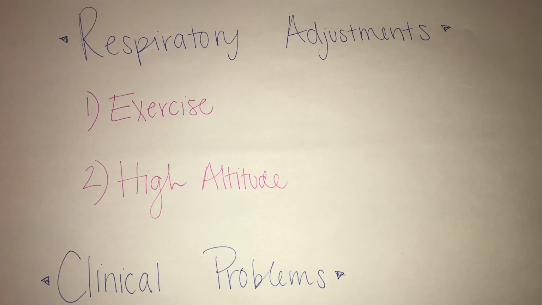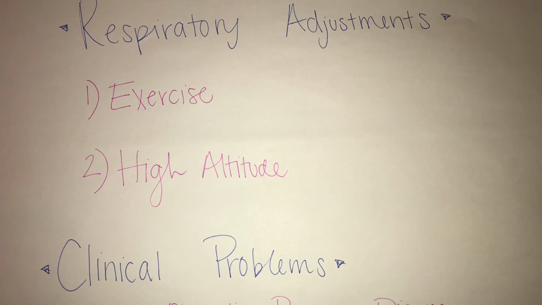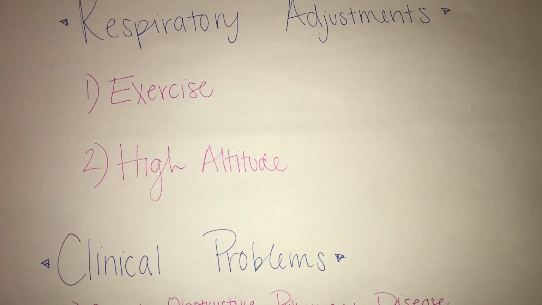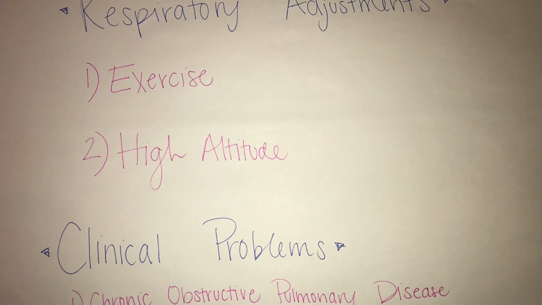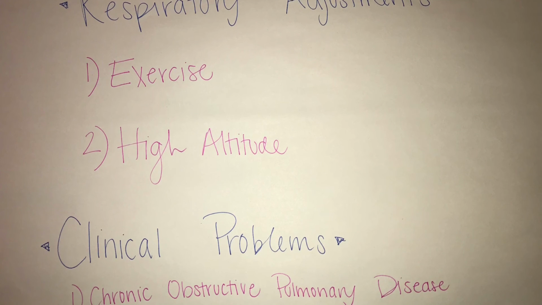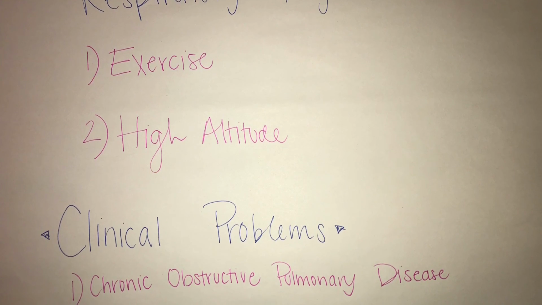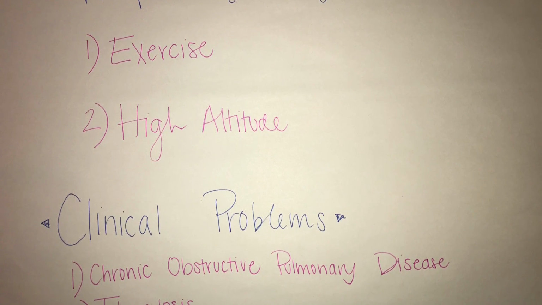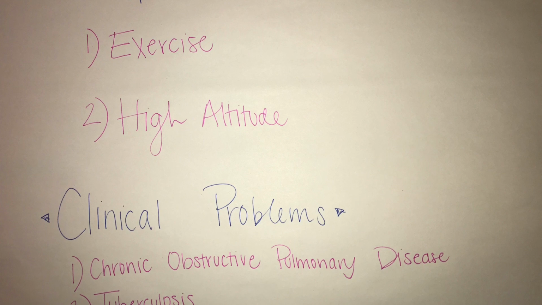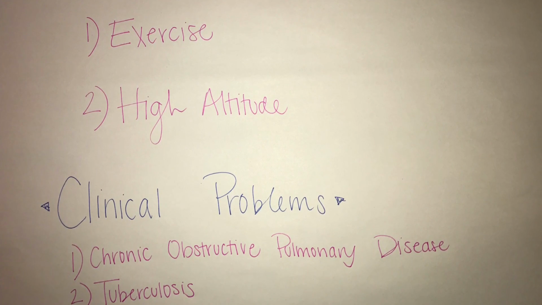Respiratory adjustments include exercise and high altitude, while clinical problems include chronic obstructive pulmonary disease, which is permanent enlargement of the alveoli. It also includes tuberculosis, which is creating resistant strains, and lung cancer, with various forms including squamous cell carcinoma, adenocarcinoma, and small cell carcinoma.